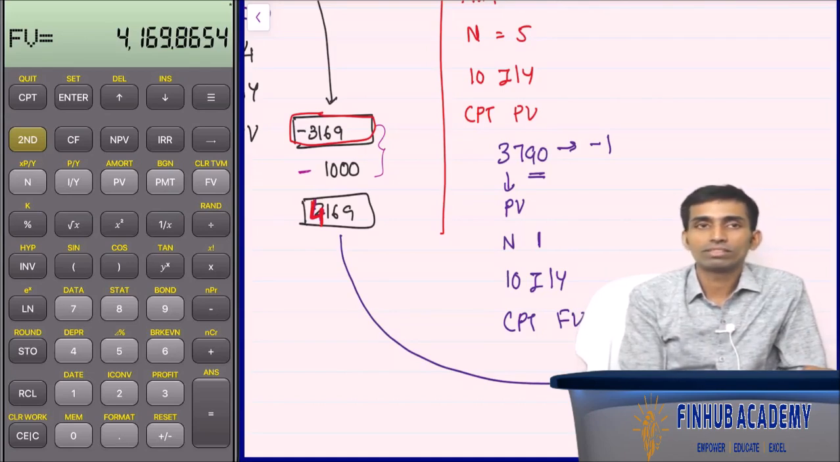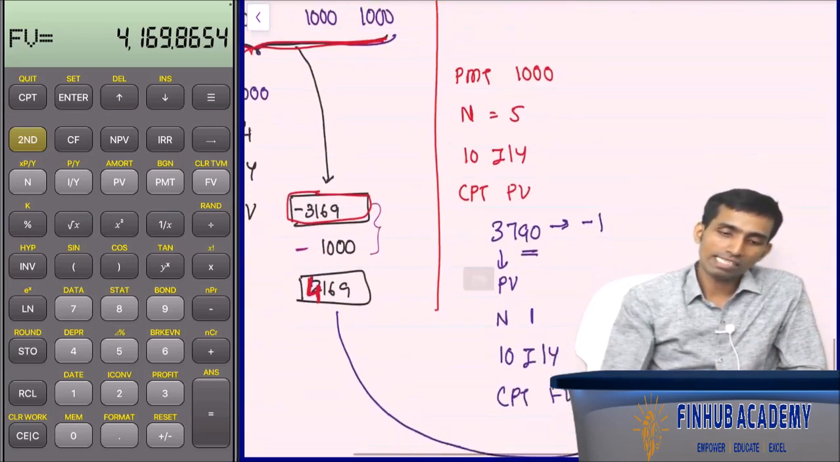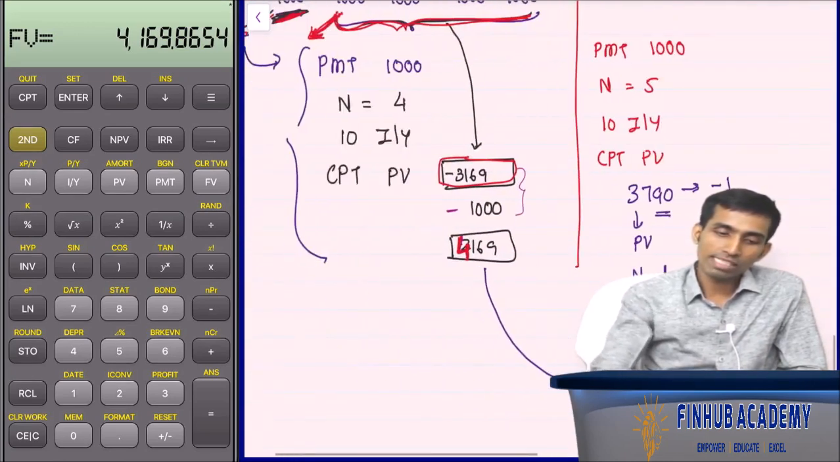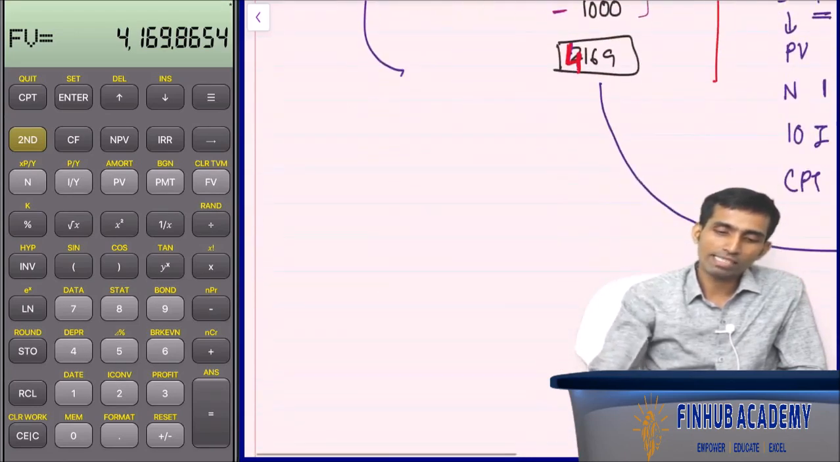Understood? This is the thing. Another way to do it, which I don't support, but you should know that the calculator has that function. Because this is at the beginning of year 0, I will set my calculator into beginning mode.